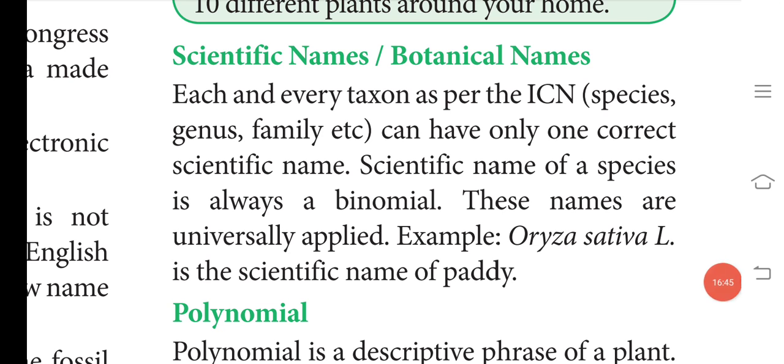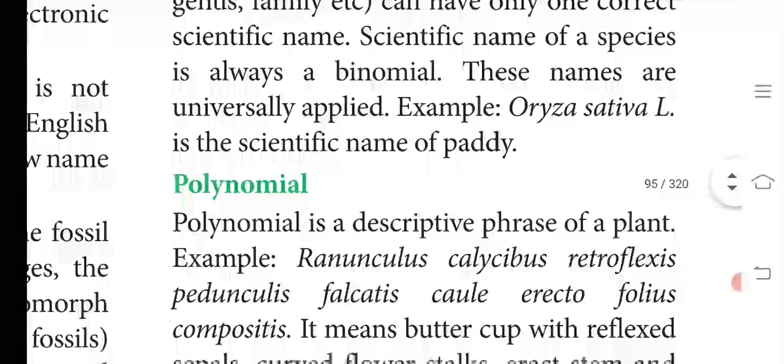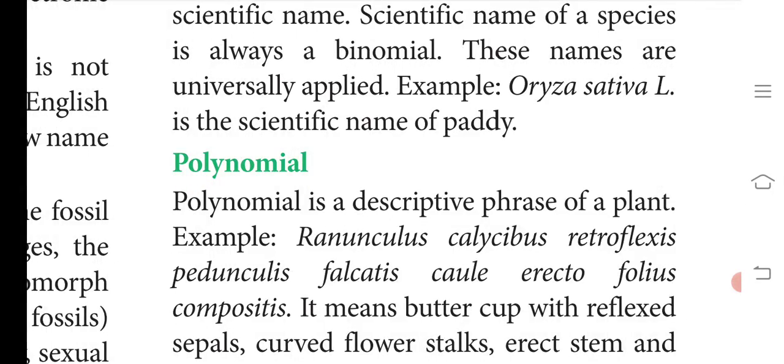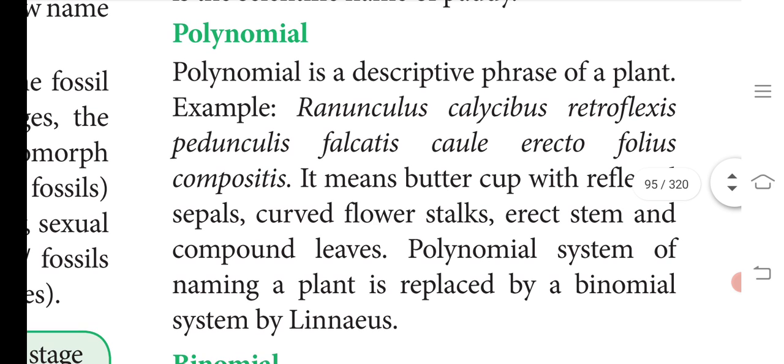Then we have scientific names and botanical names. Each and every taxon as per ICN can have only one correct name. The scientific name of the species is always binomial. As you know, binomial means one name will be the genus name, another name will be the species name. Example, Oryza sativa, which is the botanical name for paddy.